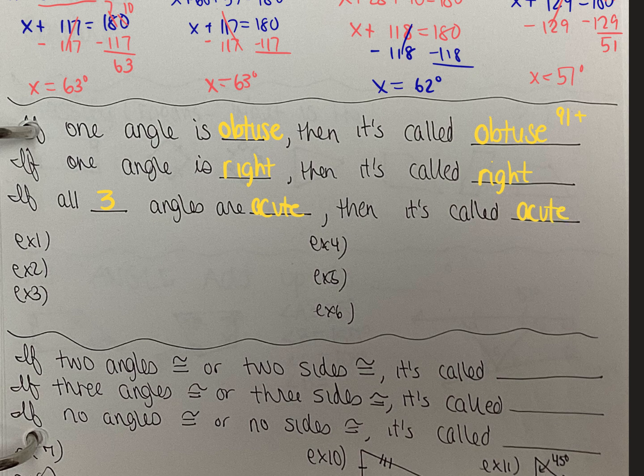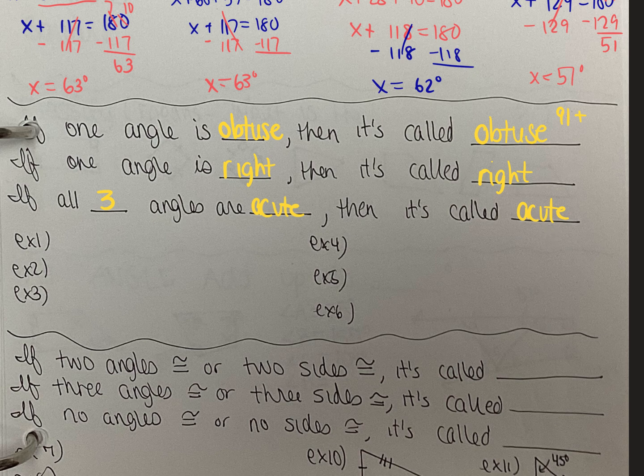If you had one obtuse angle, the other two would have to be acute, but we don't care about those other two. We just focus on the one obtuse angle. If you have one right angle, the other two angles would be acute, but we don't really care because the right angle determines the whole thing. So if you don't have any obtuse and you don't have any right, all three are acute, and now we call it acute.